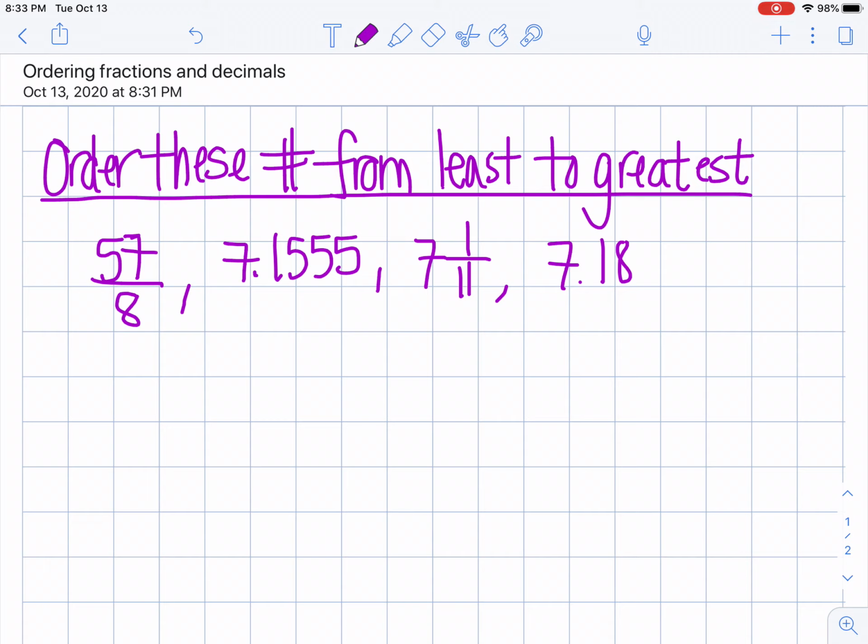So the first thing that we're going to want to do is change our fractions into decimals. And you can use a calculator to do that. You don't have to use long division. So I can type in on my calculator 57 over 8.